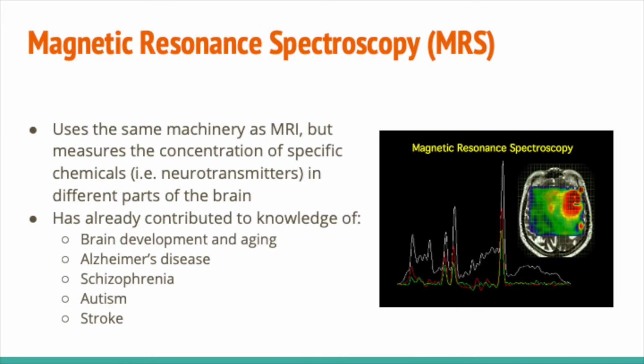The next type of research I want to talk about that's being used to study the brain is magnetic resonance spectroscopy. In MRS, it's the same type of machine as an MRI, but now we're not looking at the concentration of hydrogen atoms, but instead we're looking for the concentration of specific chemicals like neurotransmitters in different parts of the brain. MRS has already contributed to knowledge of brain development and aging, Alzheimer's disease, schizophrenia, autism, and how strokes develop.